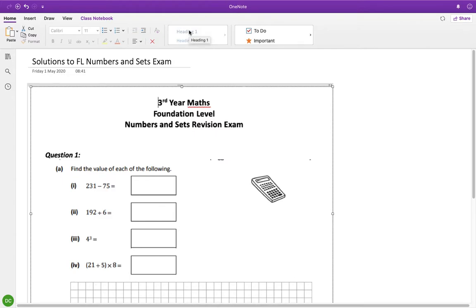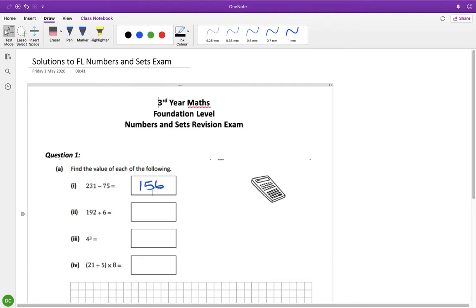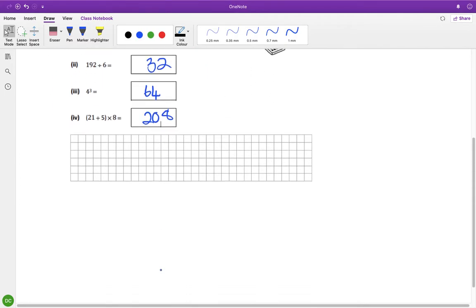So the first question is just calculator work. So 231 minus 75 should be 156. 192 divided by 6 is 32. 4 to the power of 3 is 64. And bracket 21 plus 5 bracket multiplied by 8 is 208. Okay, that's the first one.